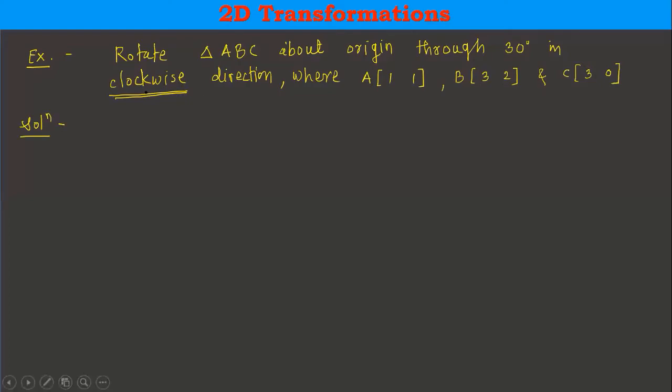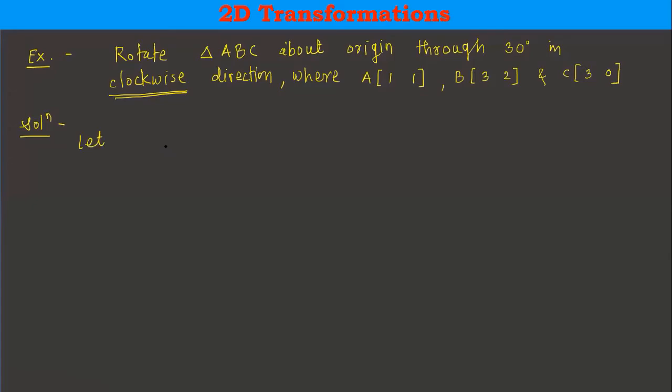And if it is in the anti-clockwise direction, then your angle is positive. Whenever you have to consider theta, you have to consider theta as minus 30°. It is given as 30, but it is mentioned as a clockwise direction, so that's why the angle is negative if the direction of rotation is clockwise. First we have to write the position matrix.